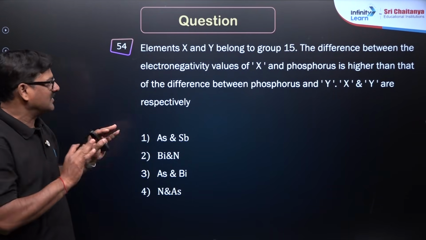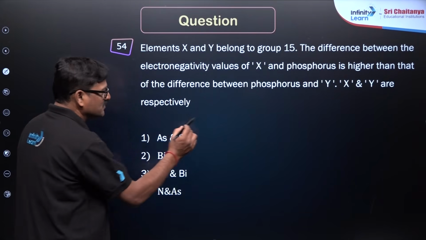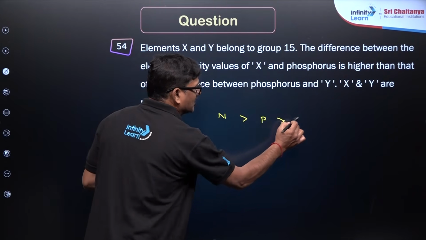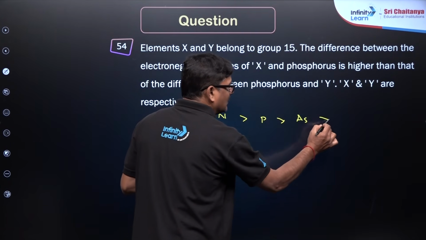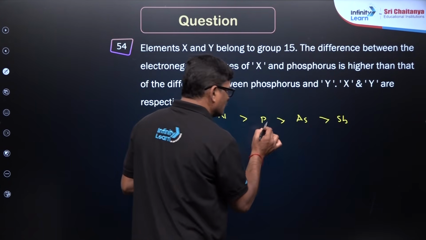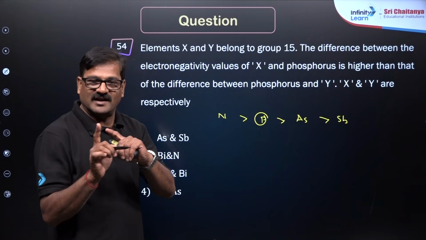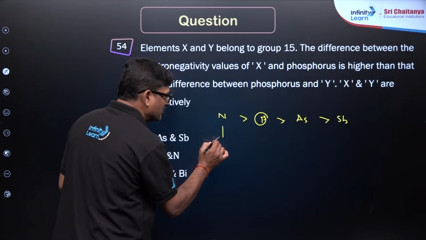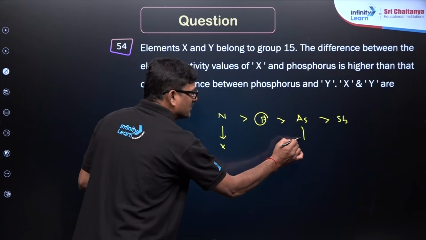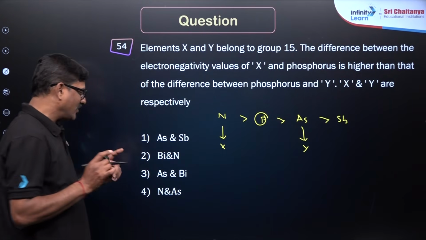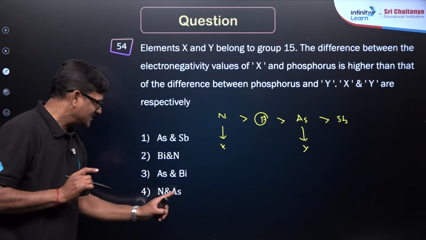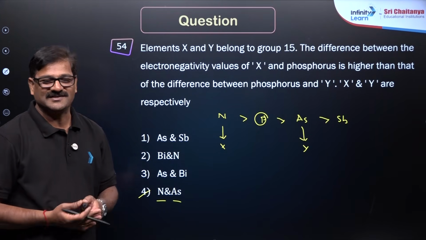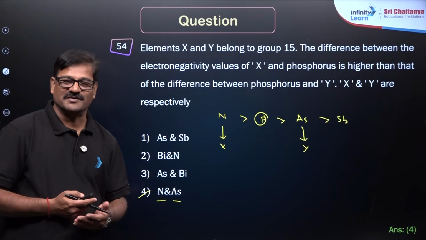So, if you check the electronegativity values, nitrogen is greater than phosphorus, which is greater than arsenic, which is greater than antimony. So it is given as less than phosphorus and greater than phosphorus. So it is supposed to be X and it is supposed to be Y. So X is going to be nitrogen and Y is going to be arsenic. It is a simple logic oriented question, and the answer is going to be option 4.